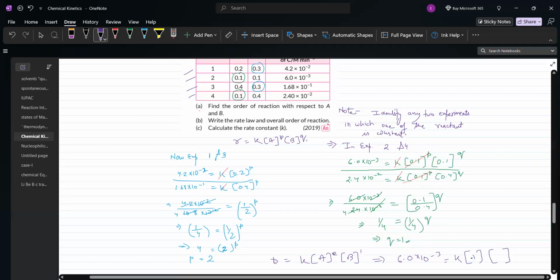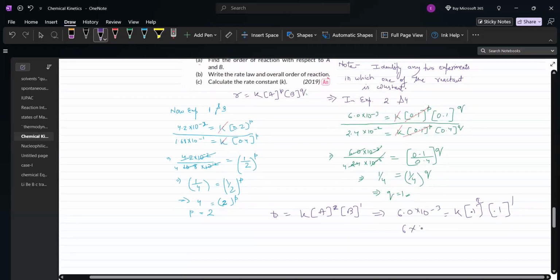What should we put here? 2, right? This 2, which we got after doing several steps. And this one will also be 0.1 because we have taken the second experiment. This will be 1, and we will just solve this. 6 into 10 to the power of minus 3 is equal to K into 0.1 squared, which means 10 to the power of minus 2, times 10 to the power of minus 3, right? So this will cancel out, and we will get K value as 6. Okay, but what is the unit?